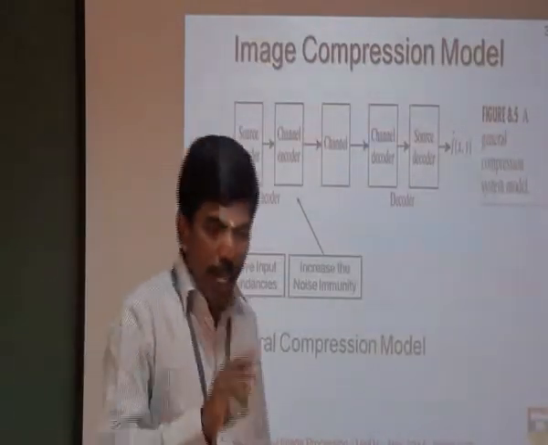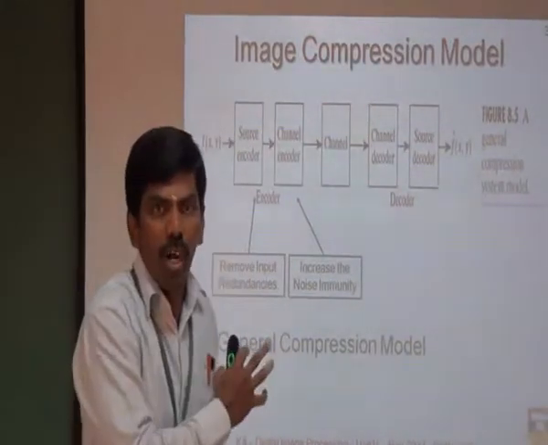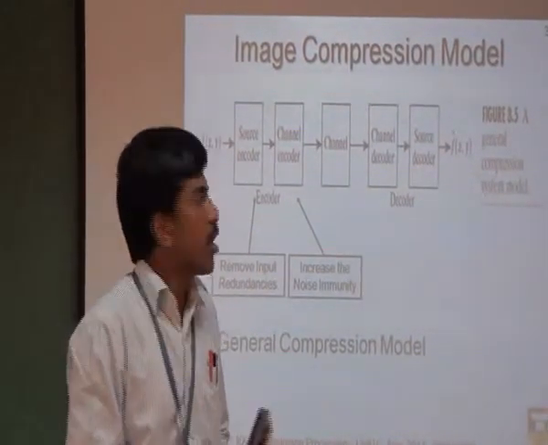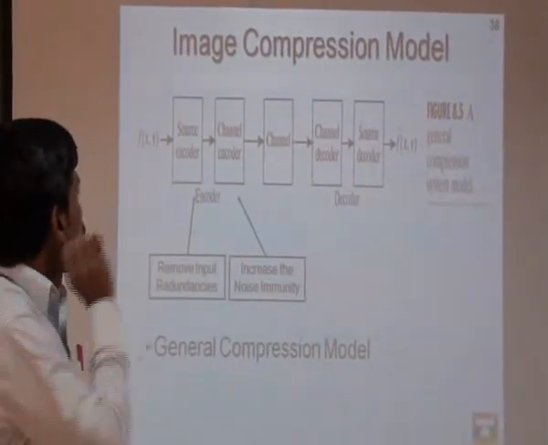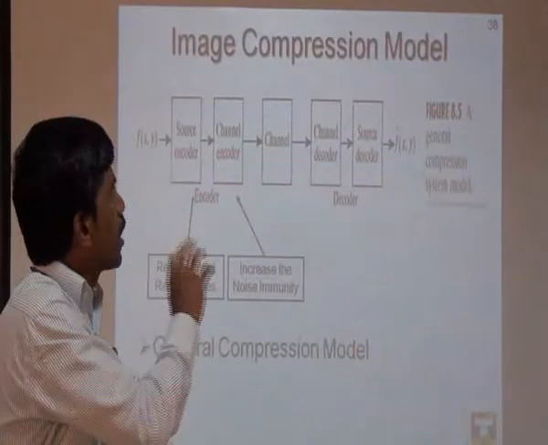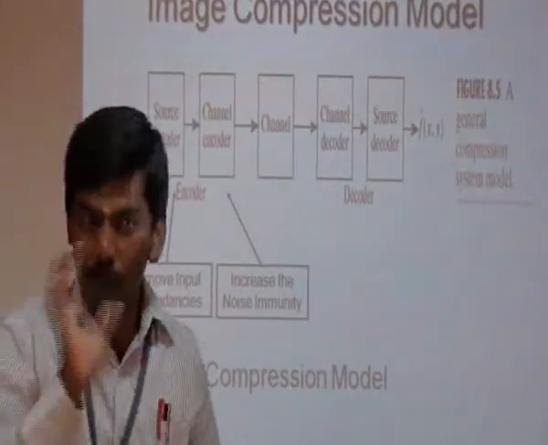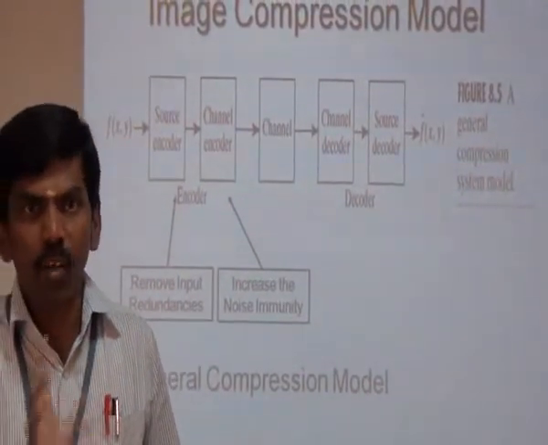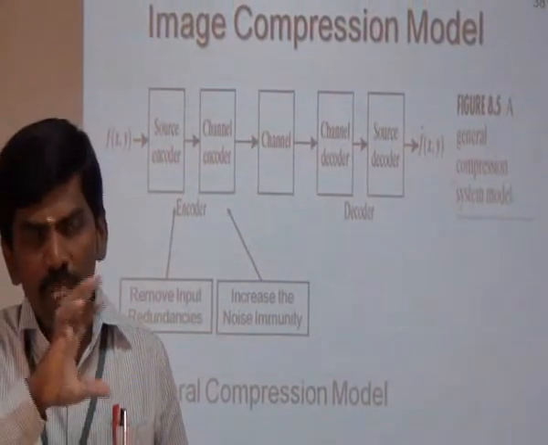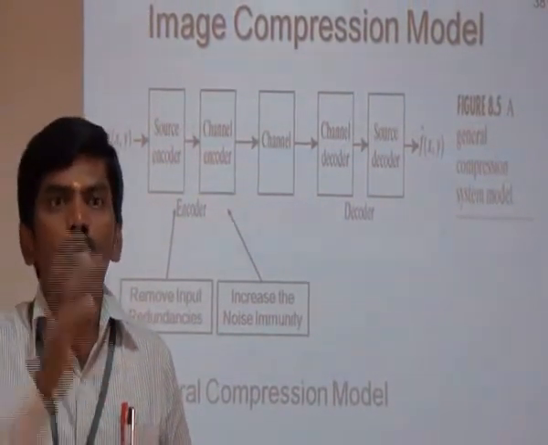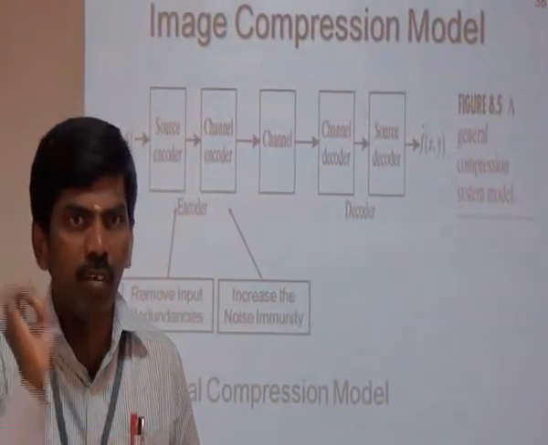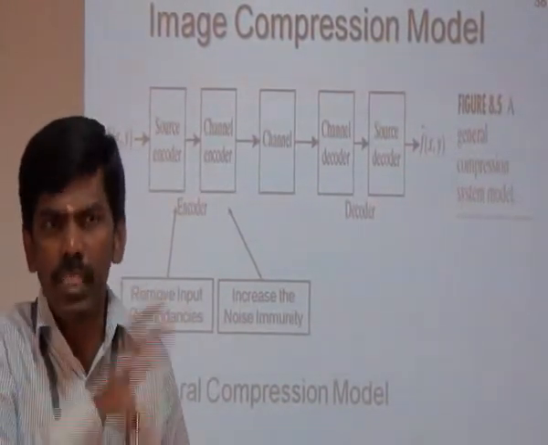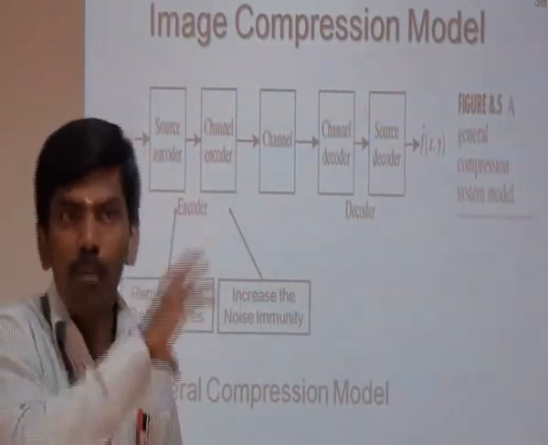Next, the basic model of image compression. The components are source encoder, channel encoder, channel decoder, and source decoder. It looks exactly like a communication block. Encoder is nothing but many to one, decoder is one to many. It is exactly like digital or analog communication. The meaning of encoder and decoder is the same. This is a general block diagram.